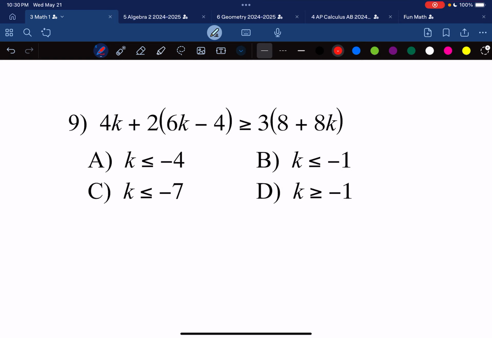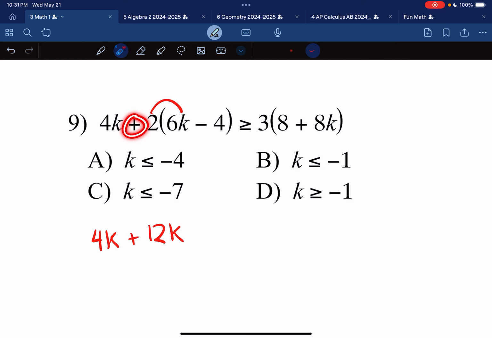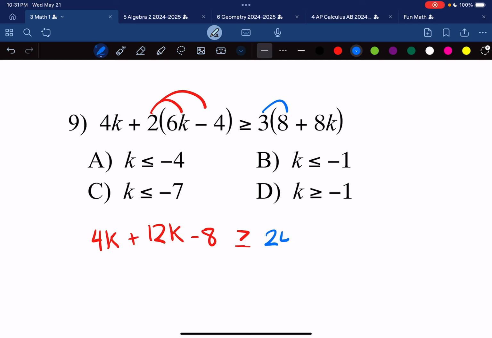Moving on to number 9. Again, I have some distribution. Let's go ahead and distribute: 2 times 6k is going to be a 12k. I have a feeling I'm going to forget about the 4k, so let's write that down as well. 4k is going to be added with that 12k because that sign is still going to be carried down. And I'm going to distribute now the 2 times the -4 to get a -8. Copy down the inequality symbol and distribute yet again. 3 times 8 is going to be a 24, and 3 times another 8k is a 24k.